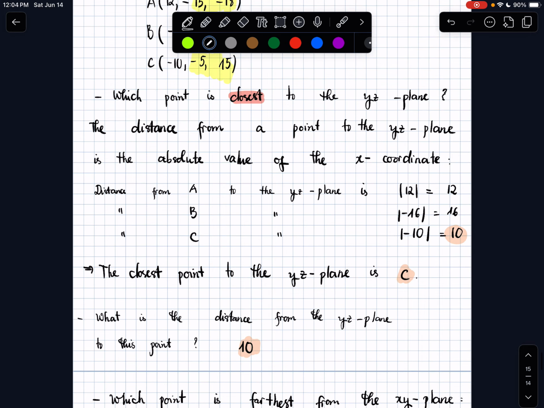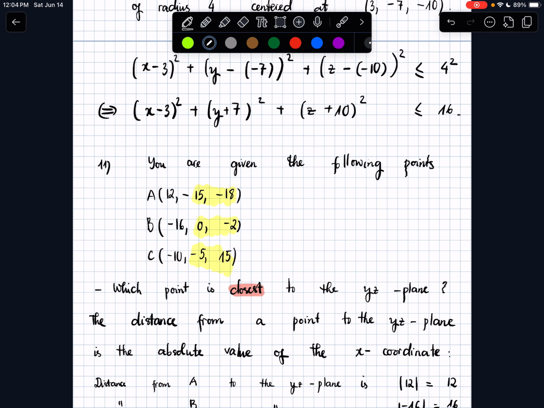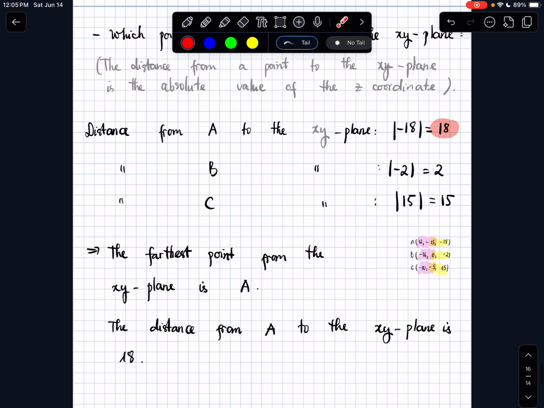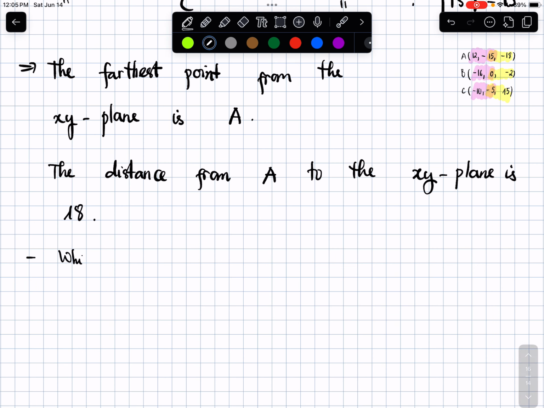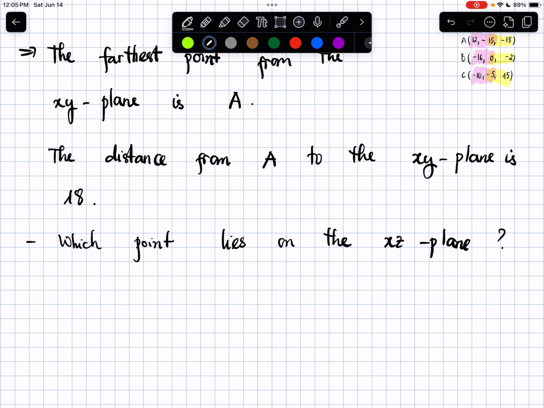And our last question is, among the 3 points, which point lies on the XZ plane? So the answer is the one that lies on the XZ plane is the one whose y coordinate is 0.